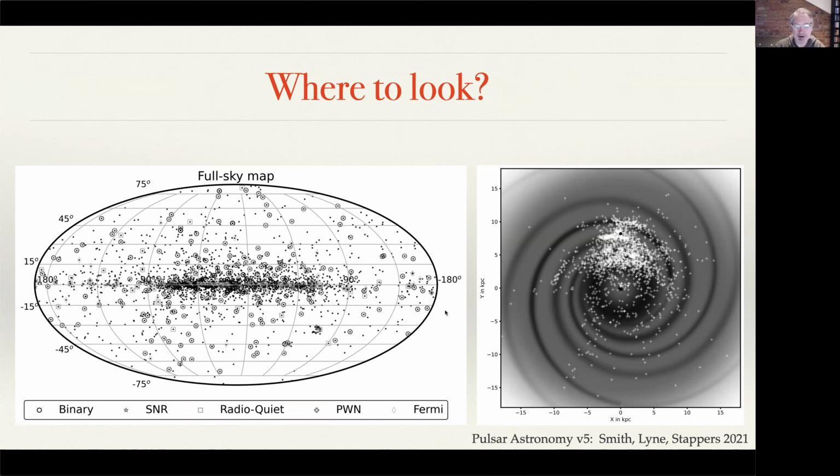And by comparison, if you were trying to find millisecond pulsars, you can see that they are more isotropically, more evenly distributed across the sky. And so you might want to do a blind all-sky survey.